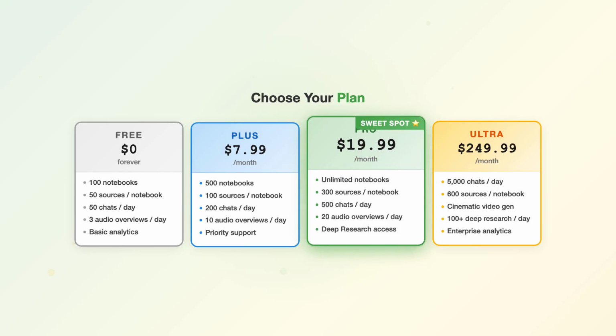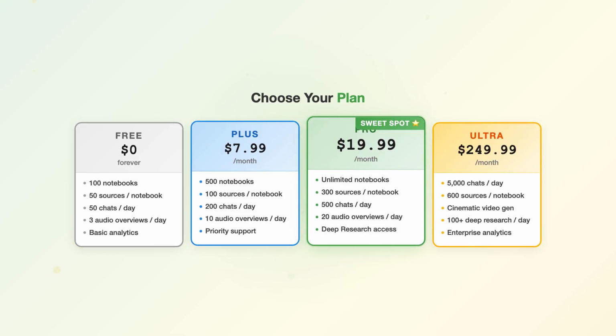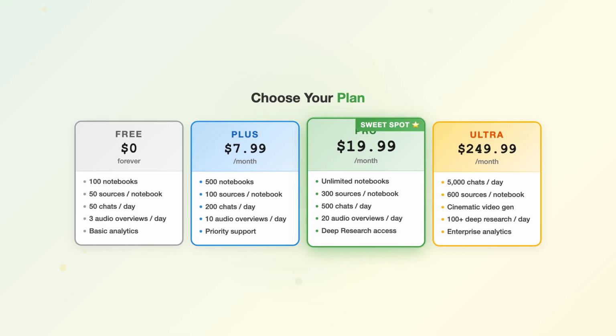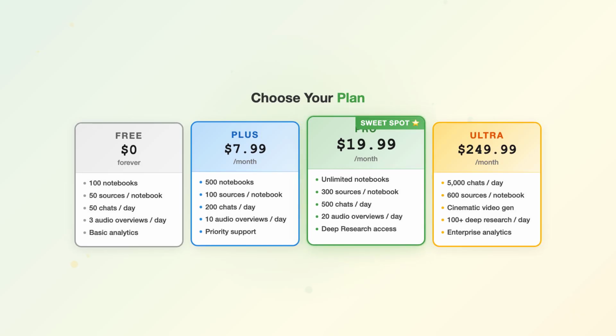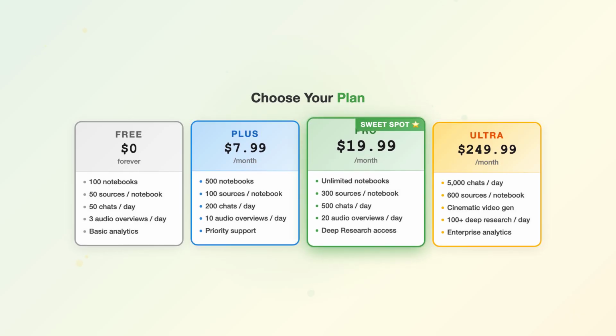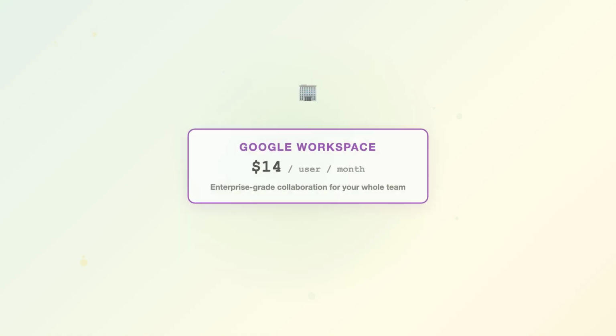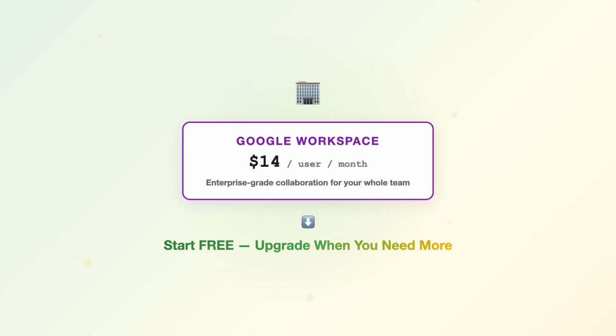Google AI Ultra, 249.99 per month for power users. 5,000 daily chats, 600 sources, cinematic video overviews, and over 100 deep research queries. For teams, NotebookLM is included in Google Workspace business plans starting at $14 per user per month.